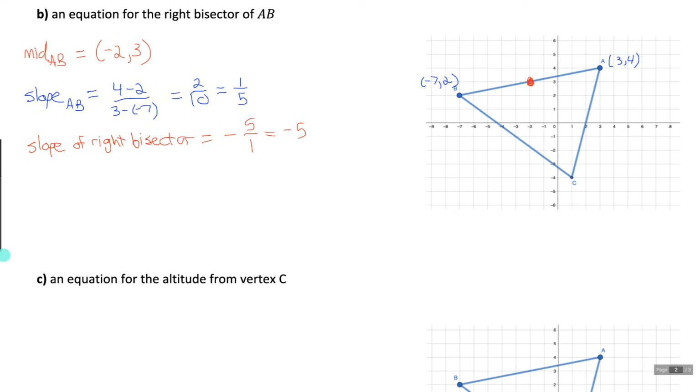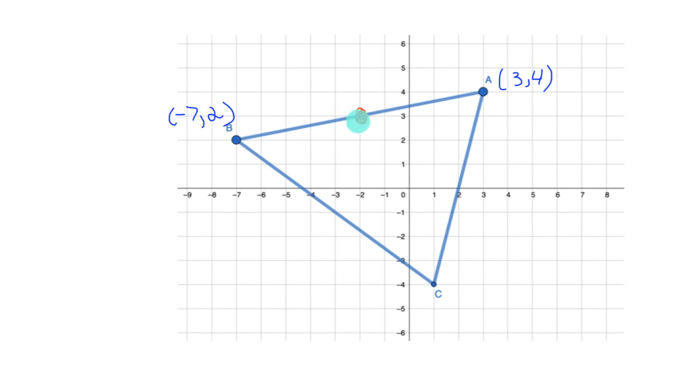So if I wanted to, I could accurately draw the right bisector now by, from the midpoint of AB, I could use the slope -5/1. That means down 5, 1, 2, 3, 4, 5, over 1, and plot a point.